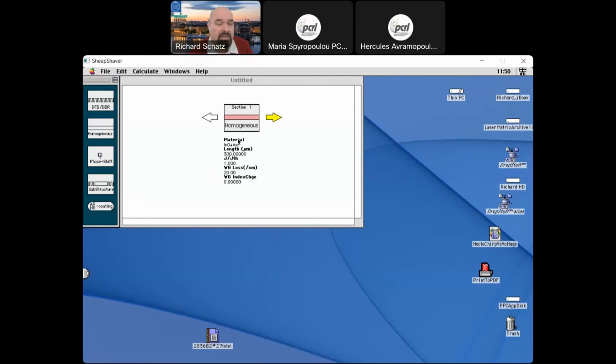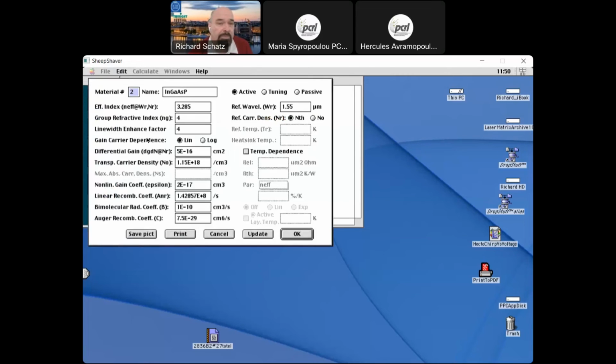Let's look at the material first. Here are the material parameters. Right now, I have different predefined materials. I have indium gallium arsenide phosphide here. Here is some tuning material. I have air. You can define your own materials here and use them in the structure. Then it's possible to turn on temperature dependence here by just clicking here. Now I don't include temperature dependence to start with.